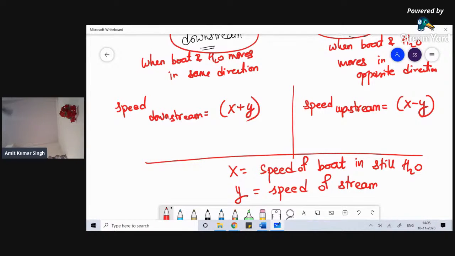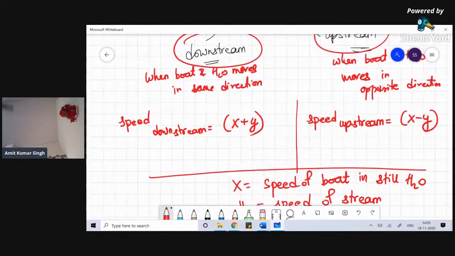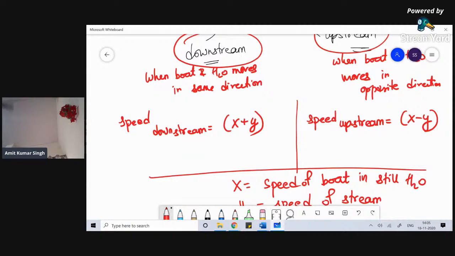So here, when you are moving with the water, then my speed would be x plus y, and if I'm trying to move against water, then my speed would have been x minus y. If I have to move against the water, then my speed should be more than the water speed. So here you understood the terms downstream and upstream.